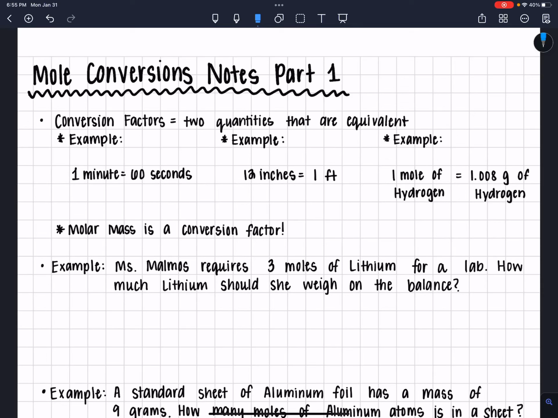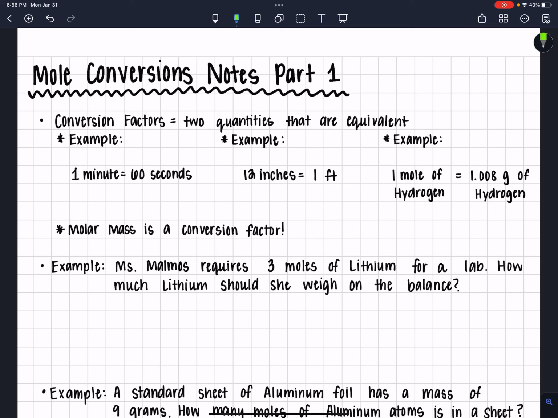All right, this lesson is on mole conversions, and it's only part 1 of mole conversions. We'll do part 2 on a following day. But yesterday we just learned what a mole is. We also learned what molar mass is. What we're going to have to do is be able to convert back and forth between moles and grams when we're referring to quantities of different substances that we might use in an experiment.